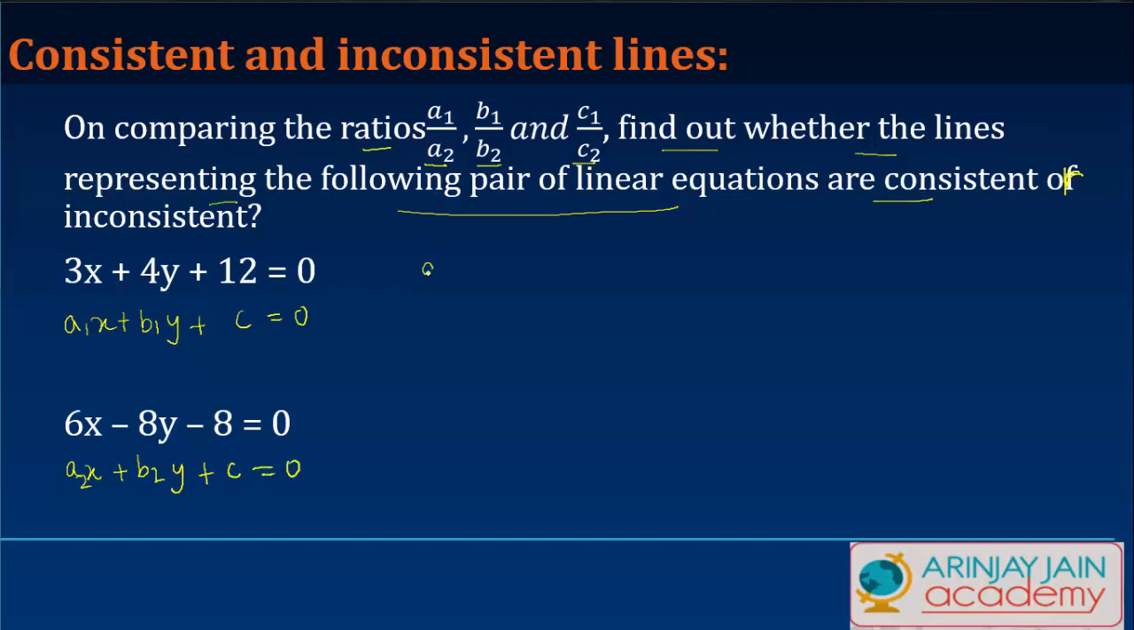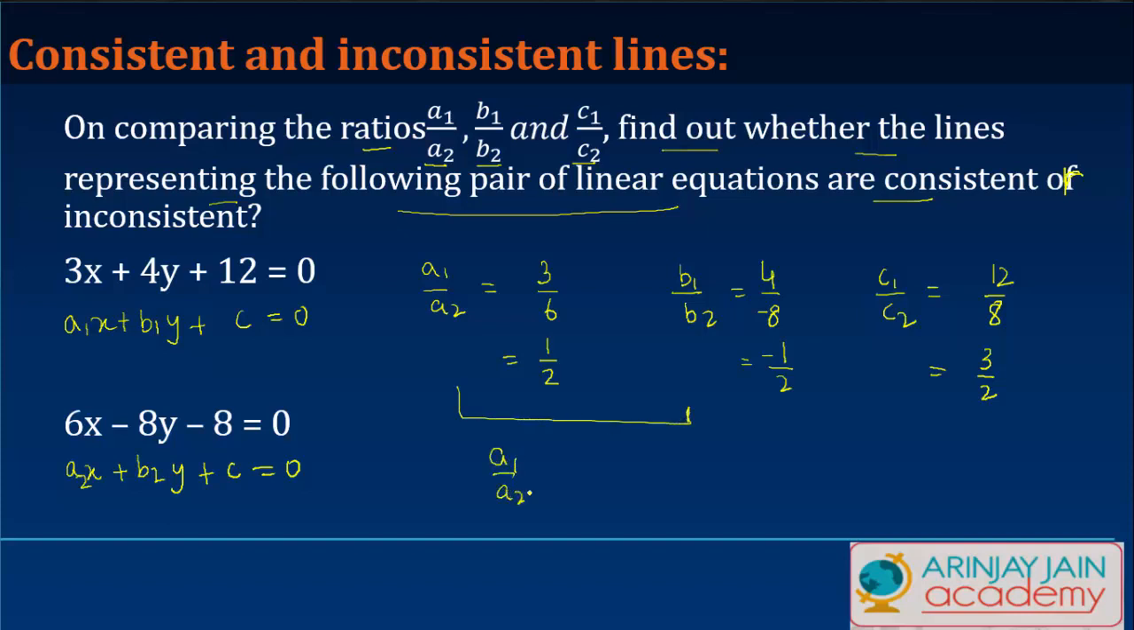Now if I find the value of a1 by a2, I have 3 by 6. b1 by b2 is equal to 4 by minus 8. c1 upon c2 is equal to 12 upon 8. If you simplify them, this comes to 1 by 2, this comes to minus 1 by 2, and this is 3 by 2. Now in this particular case, what you notice is that a1 upon a2 is not equal to b1 upon b2, which implies that the lines represented by these two equations are actually parallel.